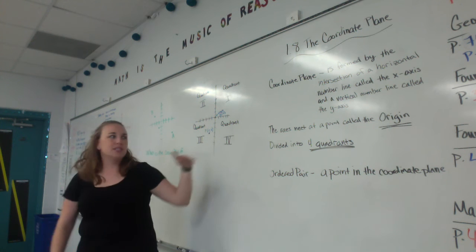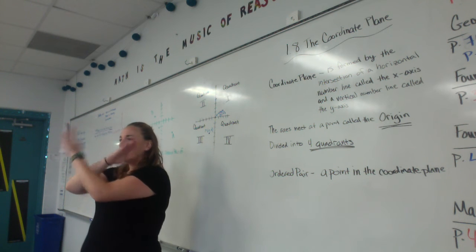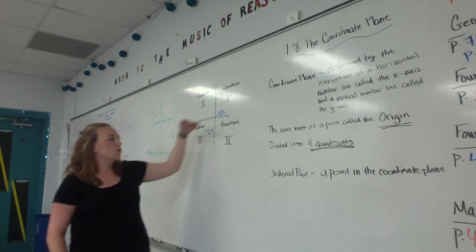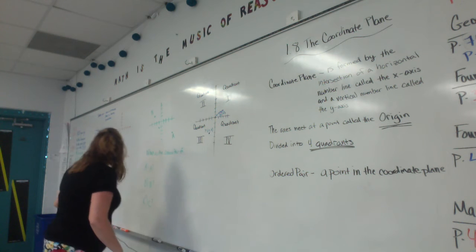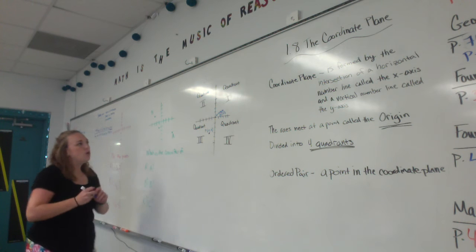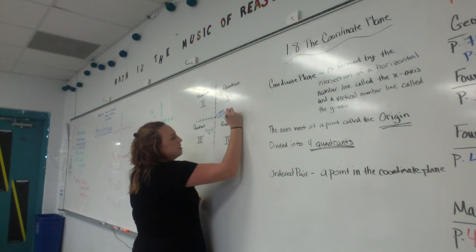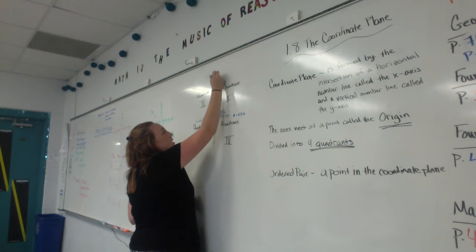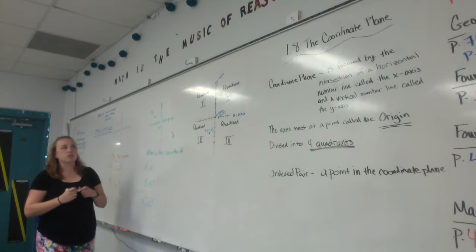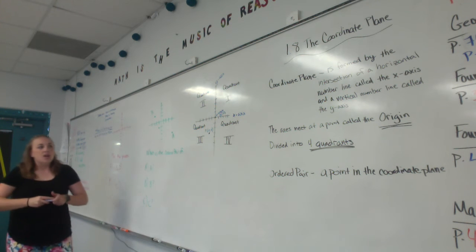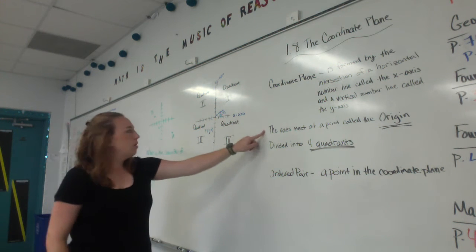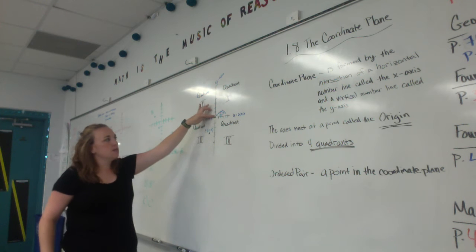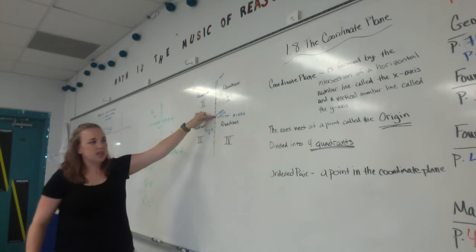I remember x because I feel like x makes a cross like that. So x goes across, okay? So the x-axis is horizontal, the y-axis is vertical. And if we can refer to things as vertical or horizontal, that's going to help us out a lot too. The axes meet at a point called the origin, right here, 0, 0.